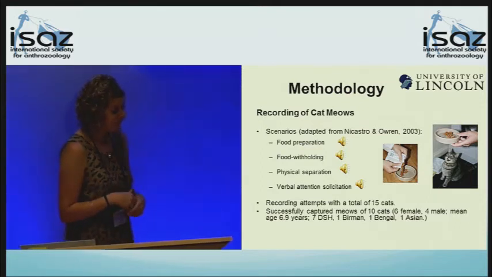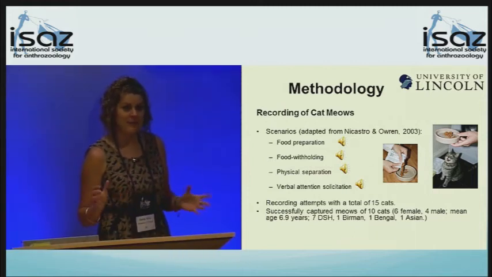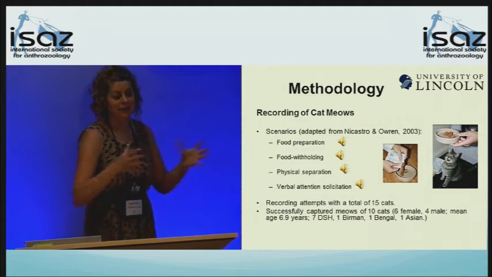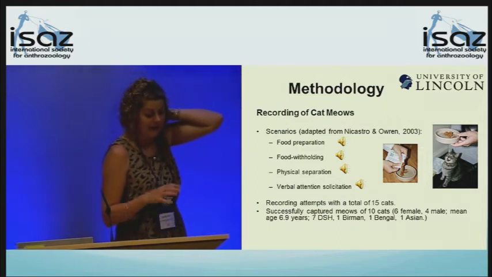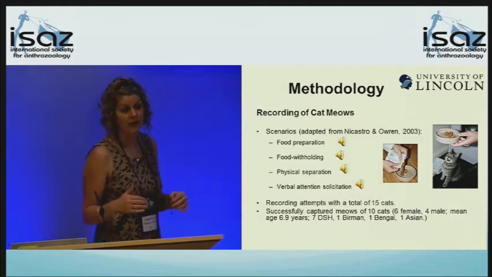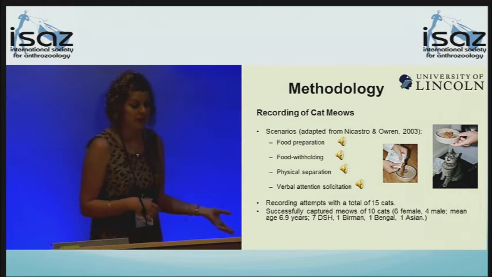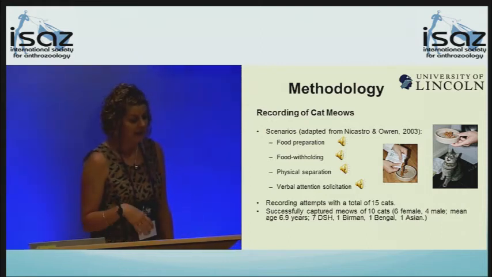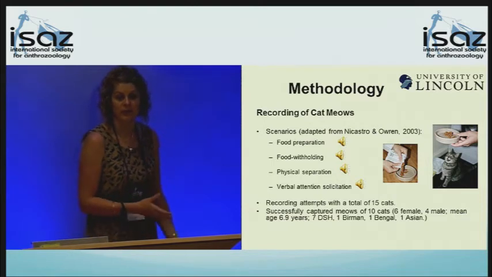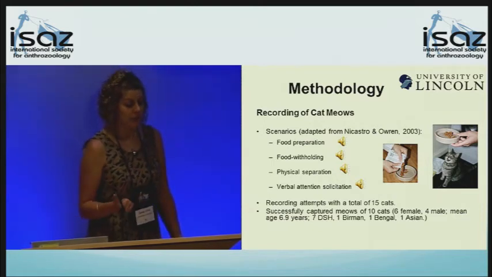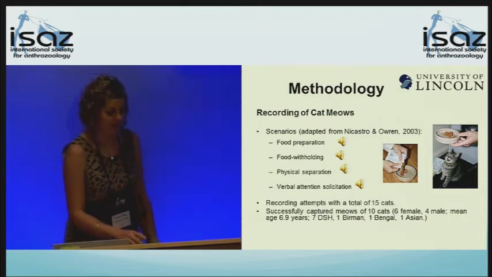Okay. So Victoria went into the homes of 10 different people and recorded the 15 cats within them. We successfully captured meows of 10 of those cats in all 4 scenarios. We got about 100 meows in total. And you can see there were 6 female and 4 male cats, with a mean age of 6.9 years. 7 of them were domestic short hairs, so regular moggies. There was 1 Burman, 1 Bengal, and 1 Asian. I think you probably know which was the Asian.